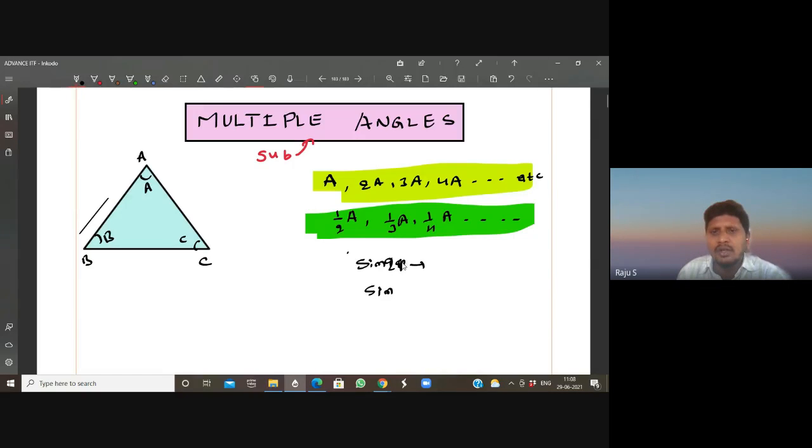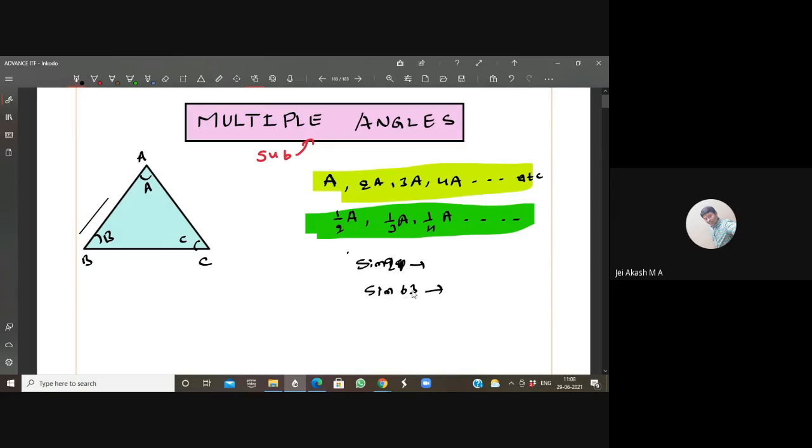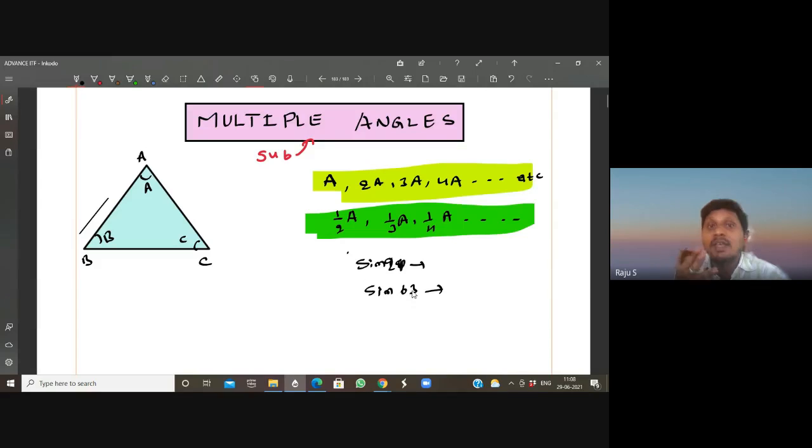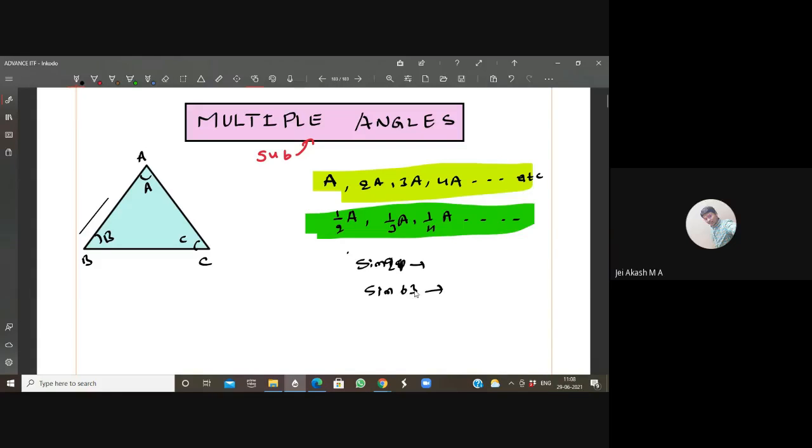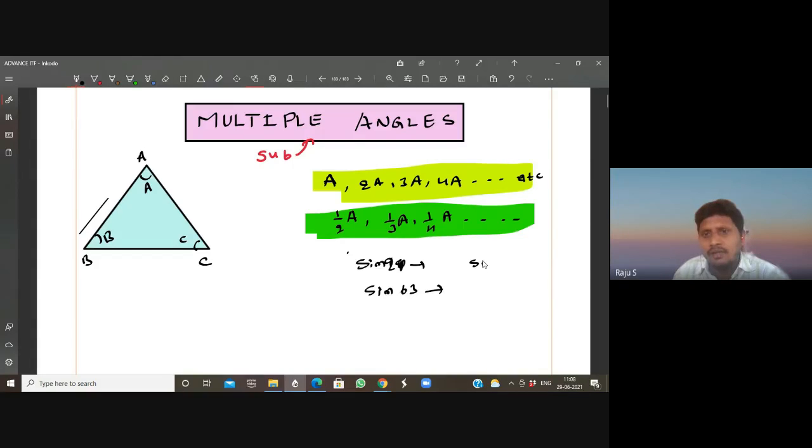No, sine 21 value is given, and I want to find sine 63. How can you find it? Sine 21 is given, like some value they give. For sine 3 theta we need sine 21. So with the help of the multiple angle concept. Understood? I want to find sine 42. How can you find it? With the help of multiple angles.